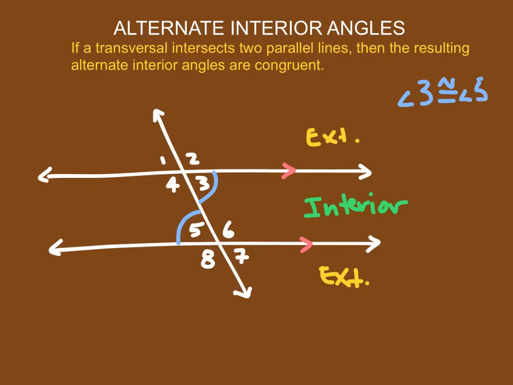Then we can also come in here and say, well, here's angle 4. Its alternate interior angle would be angle 6. So I can come in here and say that angle 4 is congruent to angle 6. Those are my only pairs of alternate interior angles. Again, they're in between the two parallel lines and they alternate on either side of our transversal.